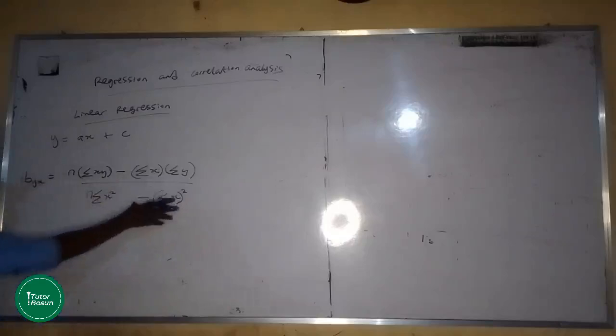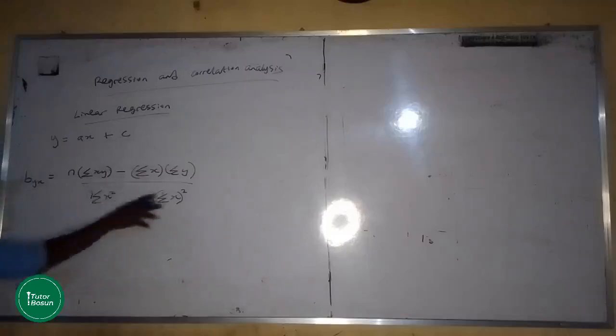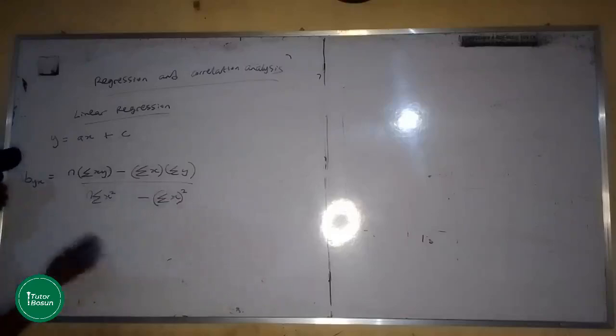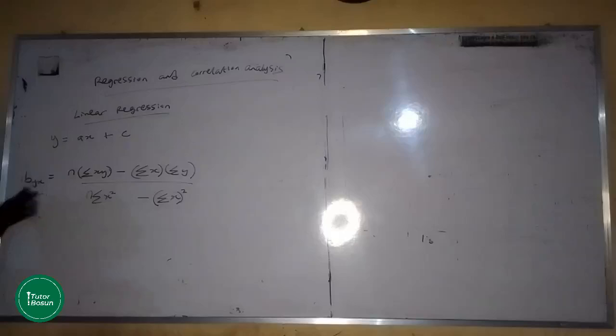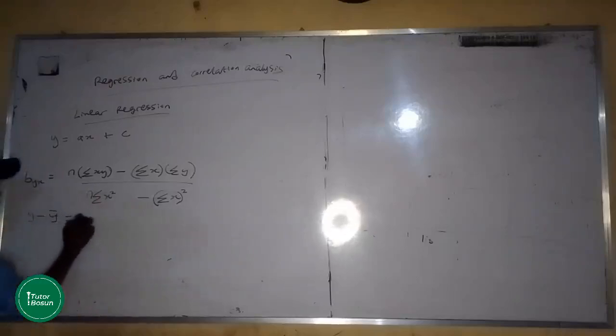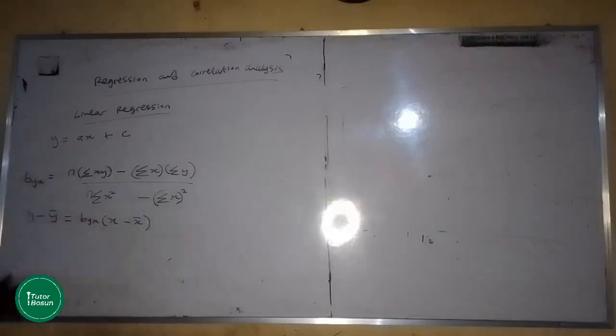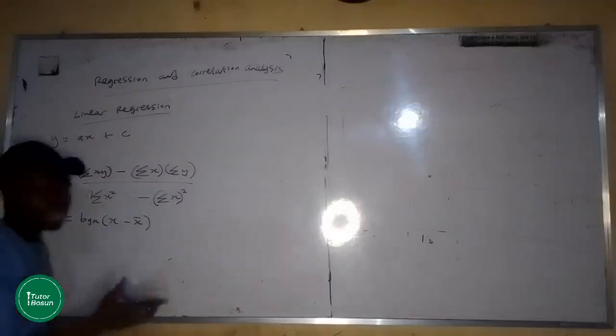Please take note of those symbols. Here you have summation x all squared, and here you have summation x squared. They are not the same thing; they are actually different. So this is the regression of y on x. If you want to use it to generate the relationship between y and x, then you should have y minus y bar equals byx, that is the regression of y on x, times x minus x bar. This is the relationship we apply when we are using the regression of y on x.